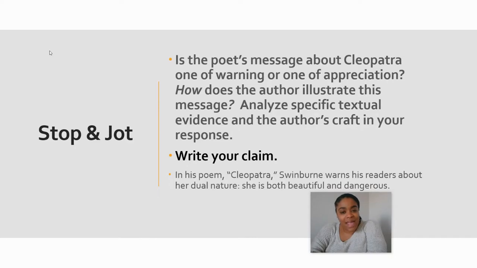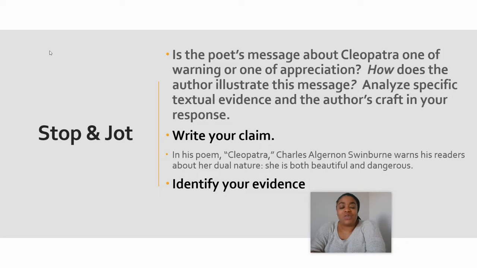So scholars, now that we have our claim, let's move to our next step. We now need to identify evidence. What evidence will you use to help support your claim? Now remember, your evidence should point to the author's craft. That means if you're saying the author uses imagery, you should have evidence that shows imagery. If you're saying the author used word choice, you should have evidence that shows the author's use of word choice.